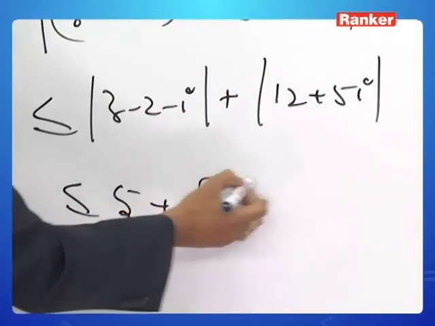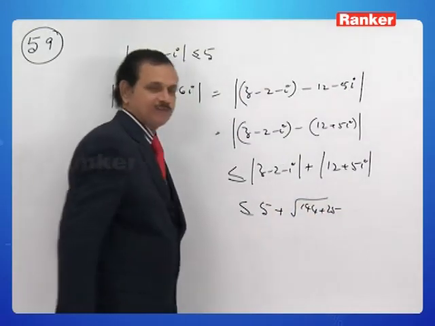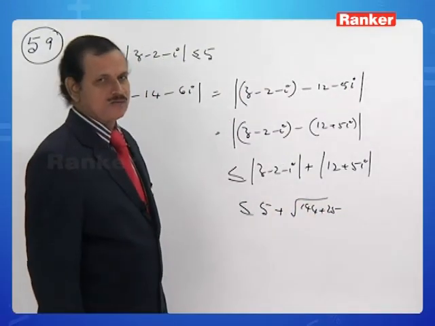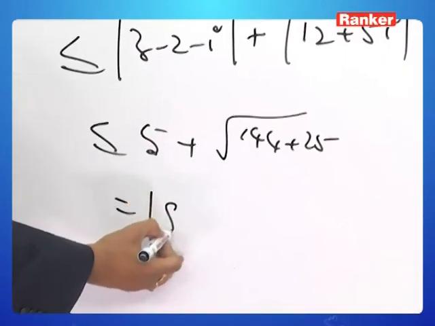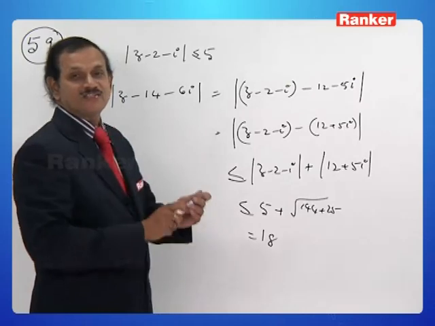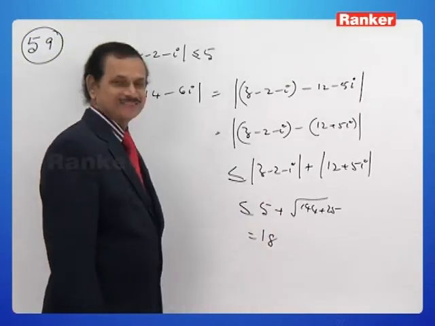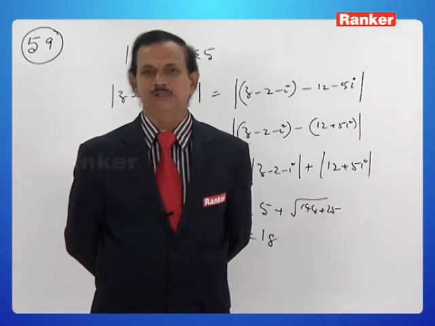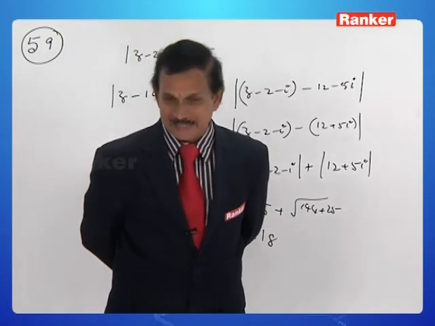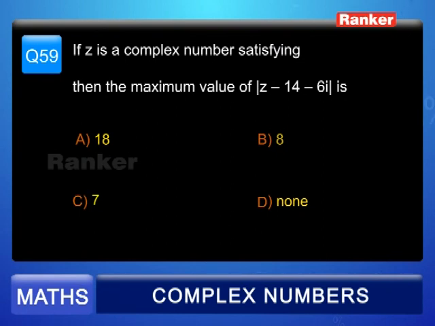modulus of this is nothing but square root of 144 plus 25. What is 144 plus 25? 169. And root 169 is 13. 13 plus 5 is 18. That's all the step required. This modulus of this complex number is less than or equal to 18. What does it mean? It can never exceed 18. So the maximum value is 18. The right answer is 18 and the right option is A.